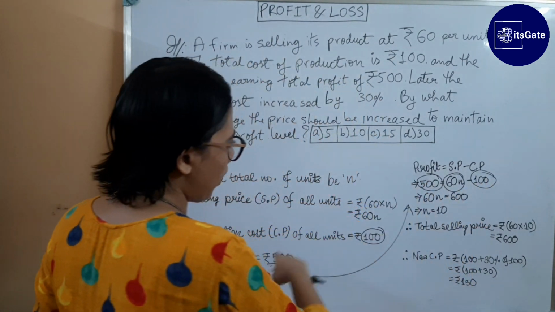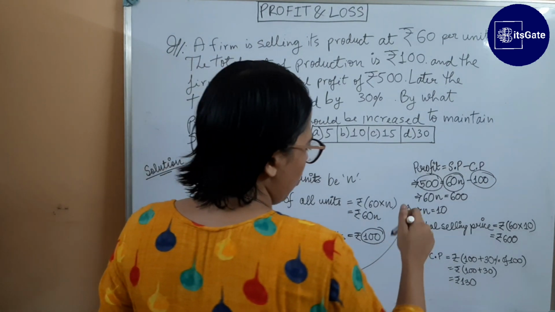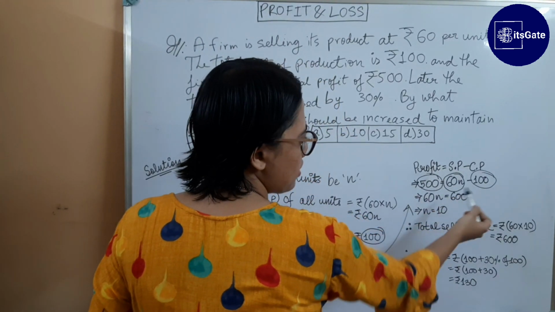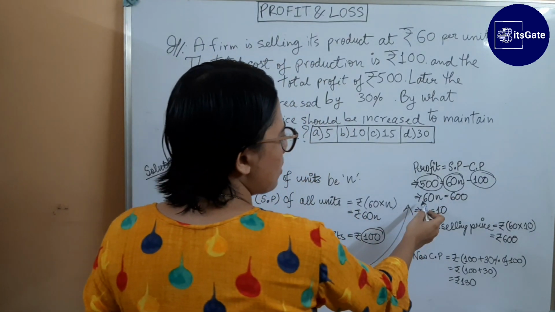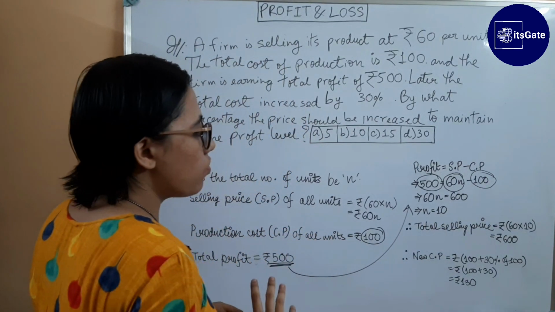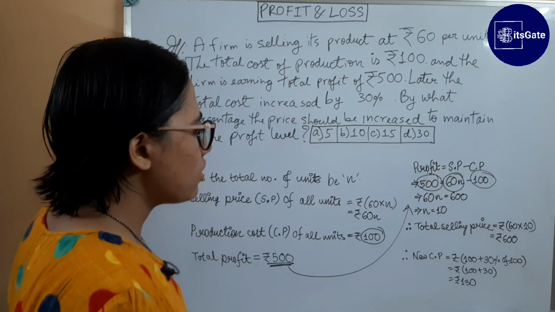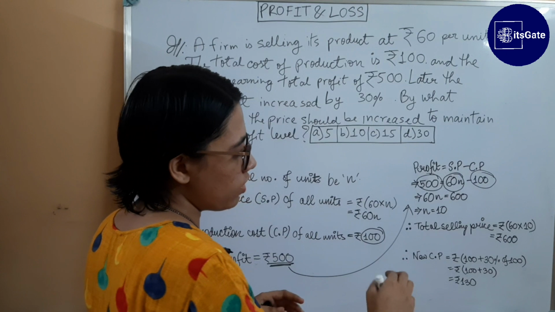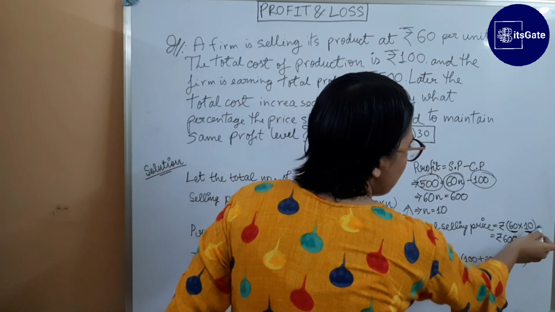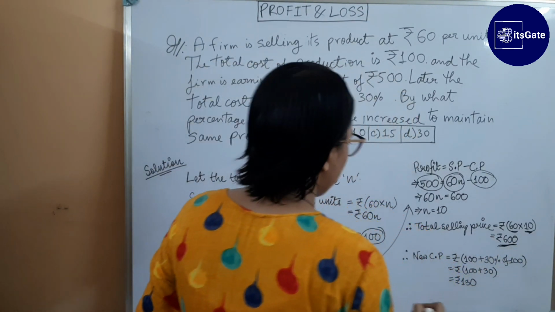So we substitute these values in the equation. Profit is equal to selling price minus cost price. So we have 60n is equal to 600. The 100 will come this side. 500 plus 100 is 600. So 60n is equal to 600. So we have n equal to 10. That is, we can conclude that we are selling total 10 units. So the total selling price of all units together is the selling price of one unit, 60, into the number of units, which is 10. So total selling price is rupees 600.